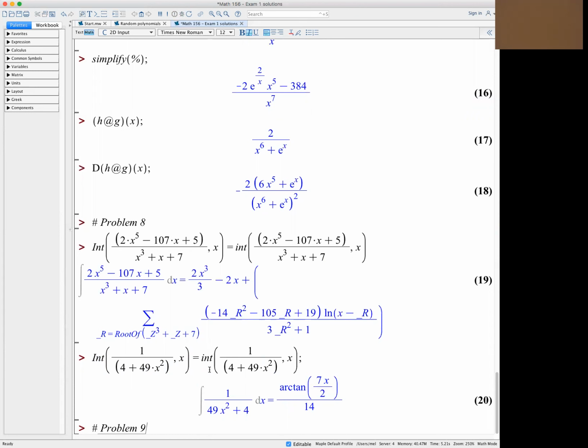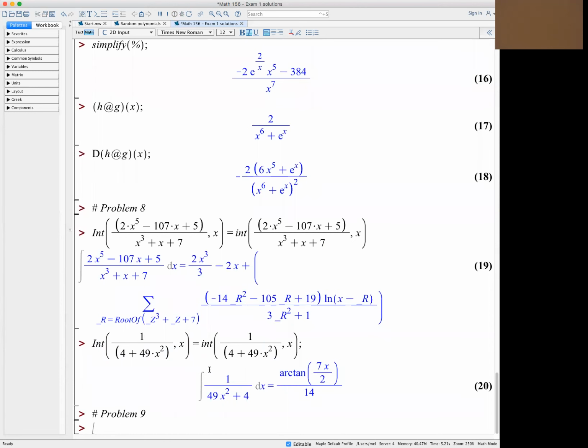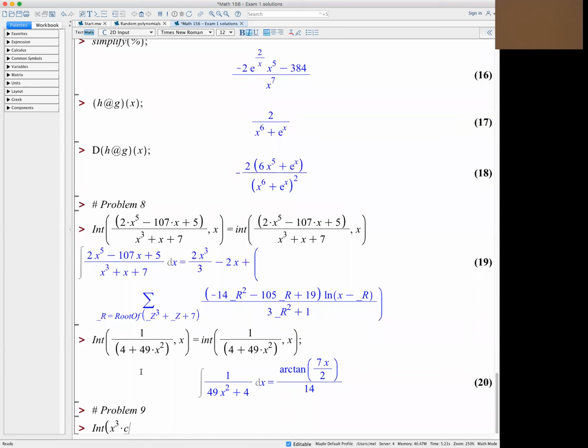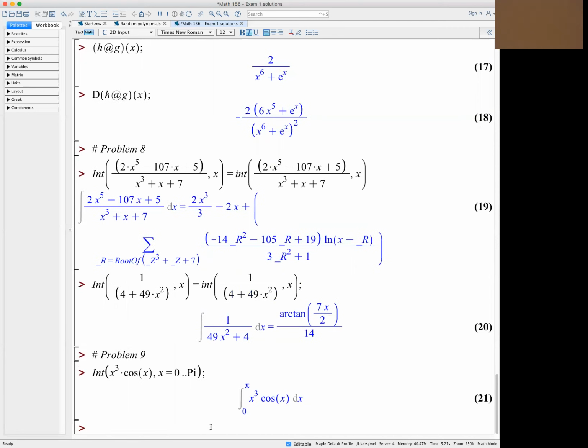In problem 9, we're calculating some definite integrals. The first is the integral of x cubed times cosine of x, where x goes from 0 to pi. And recall, pi is always spelled with a capital P if it means the area of a circle. All right, that's the statement of the problem.